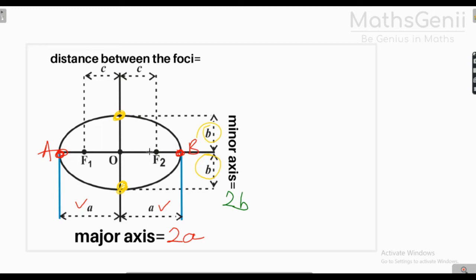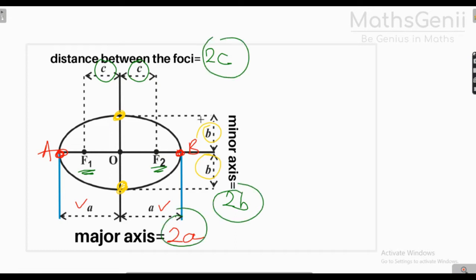Now we studied something called the foci points, from one focus to the other. From O to F2, the distance is C. From O to F1, the distance is C. So the distance between F1 and F2 is nothing but 2C. Agreed? 2A, 2B, 2C. 2A is the bigger axis, the major axis. 2B is the smaller axis, the minor axis. And 2C is the distance between the two foci.